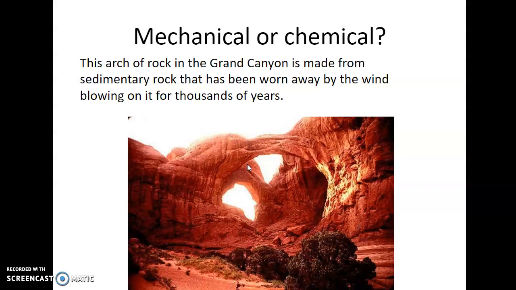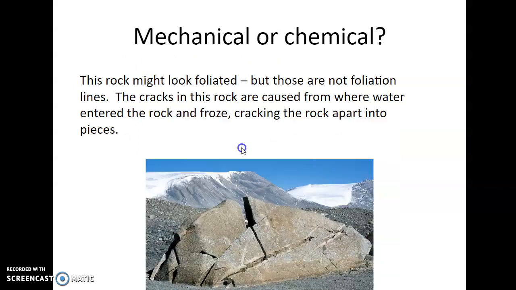This arch of rock in the Grand Canyon is made from sedimentary rock that has been worn away by the wind blowing on it for thousands of years. Is this mechanical or chemical? Mechanical. Great. This rock might look foliated, but those are not foliation lines. The cracks in this rock are caused from where water entered the rock and froze, cracking the rock apart into pieces. Mechanical or chemical? This is mechanical. This is frost wedging.